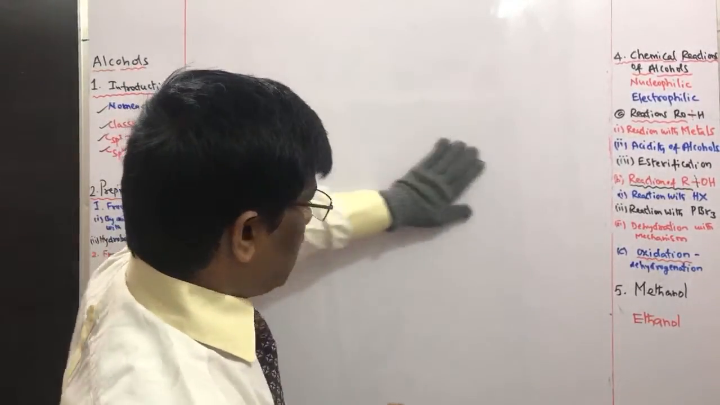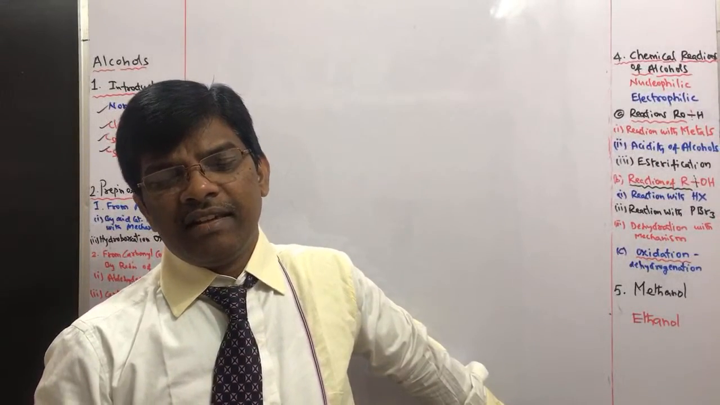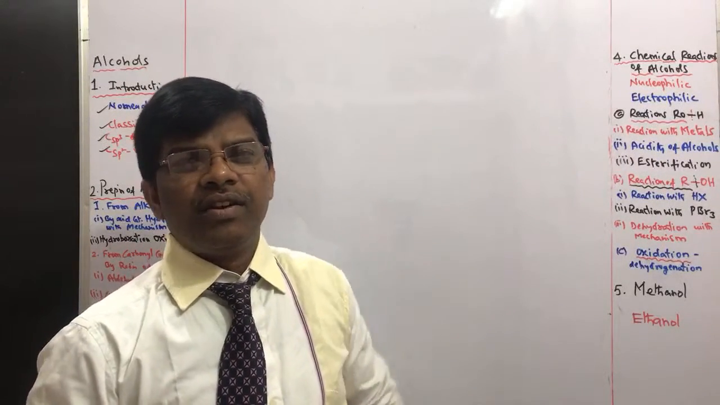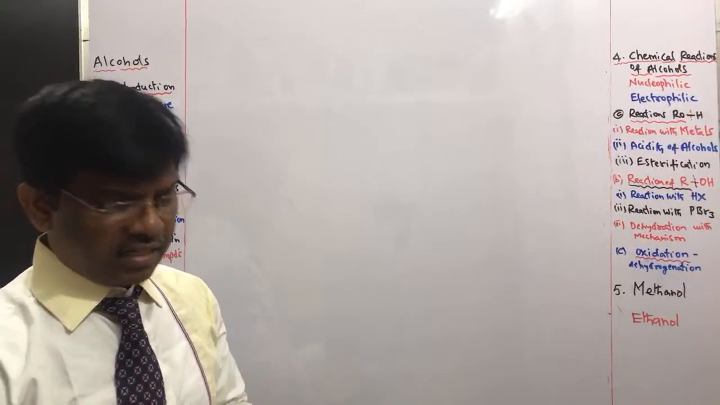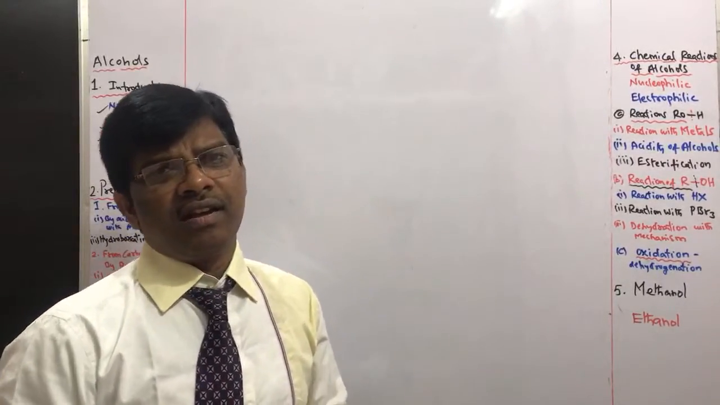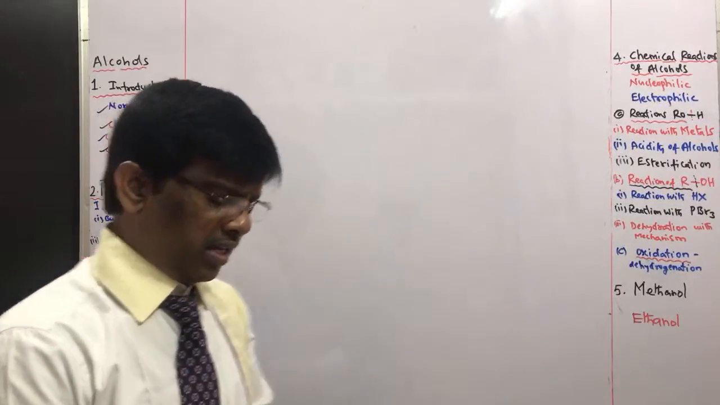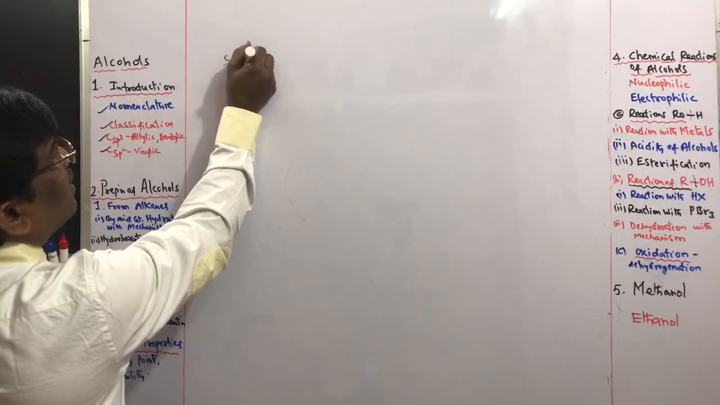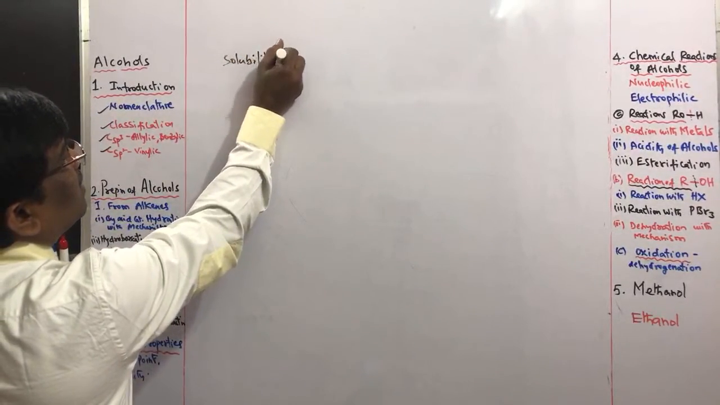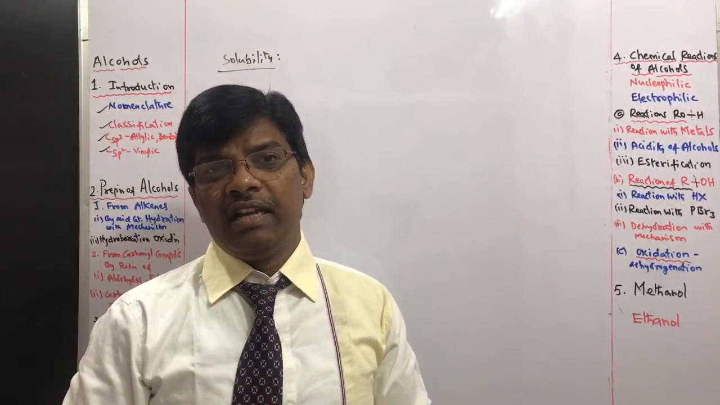And what about melting point? If the alcohol is solid, its melting point is going to be higher than the hydrocarbons and ethers. Yes, most of the alcohols are liquids, so that is why I have been explaining in terms of boiling point. Right. So solubility. Alkyl halides are insoluble in water.